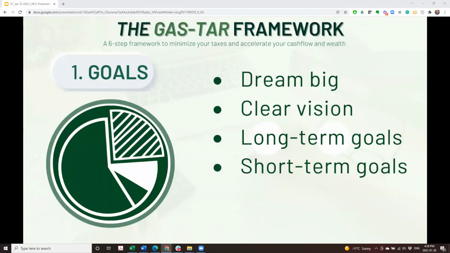Here I encourage you to dream big, to come up with a clear vision, to define both your long-term and short-term goals, because without this, it's going to be hard for you to know where you're going. This gives you a roadmap where you begin to plan, so at least you have something you're working towards.